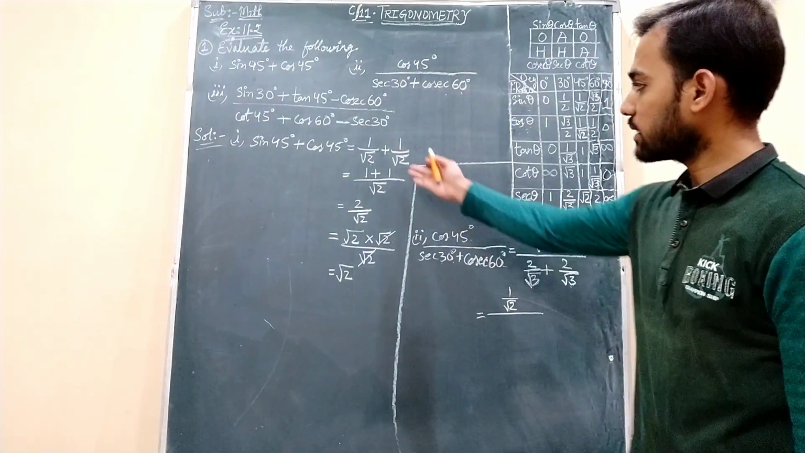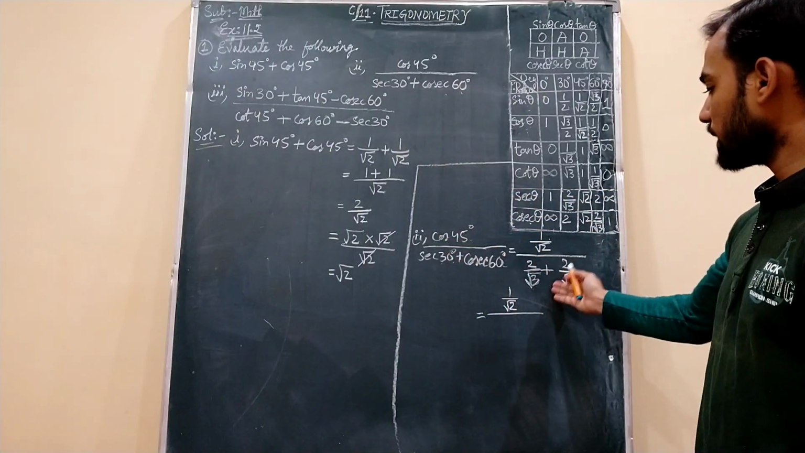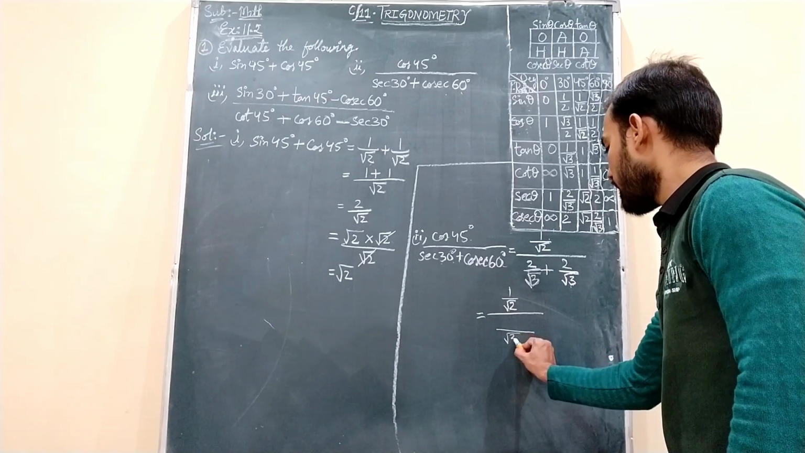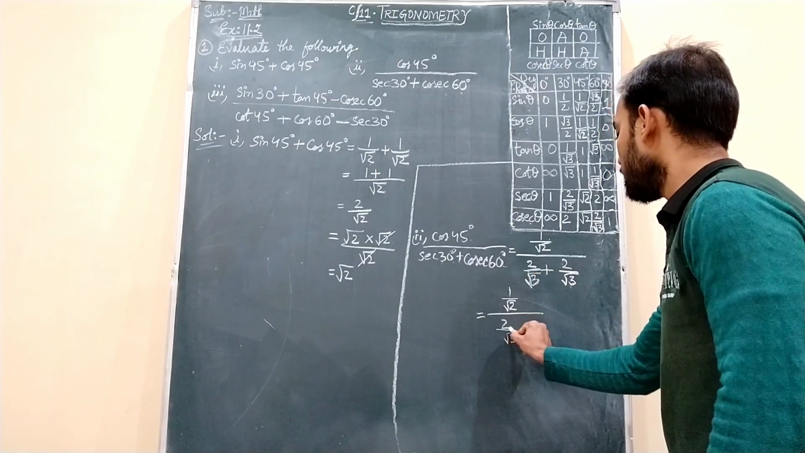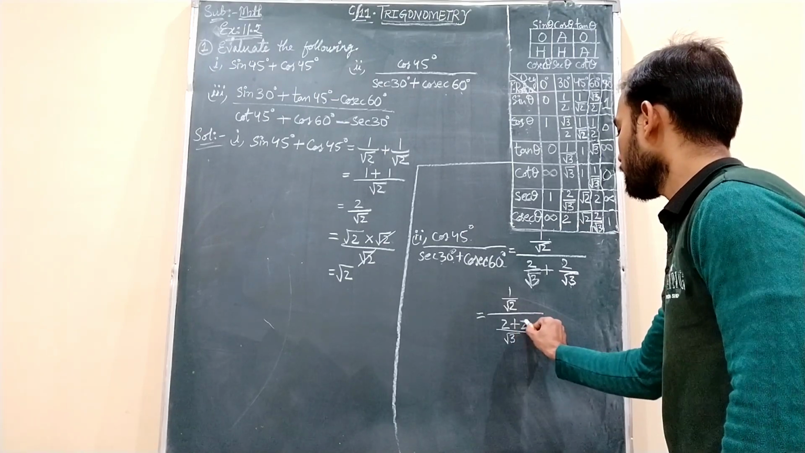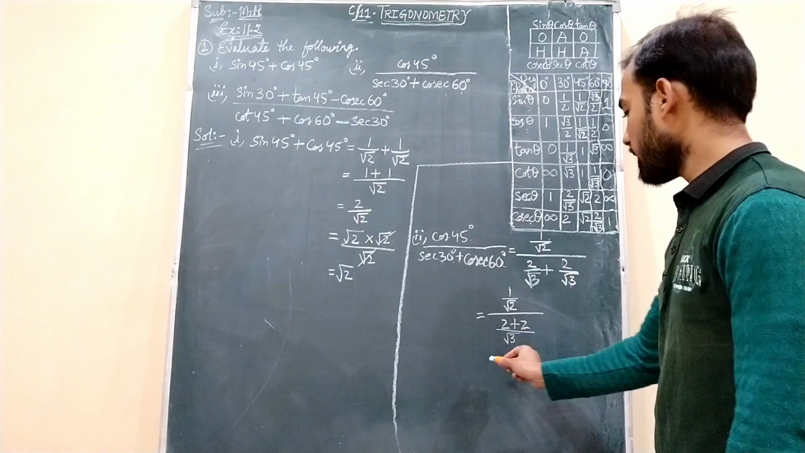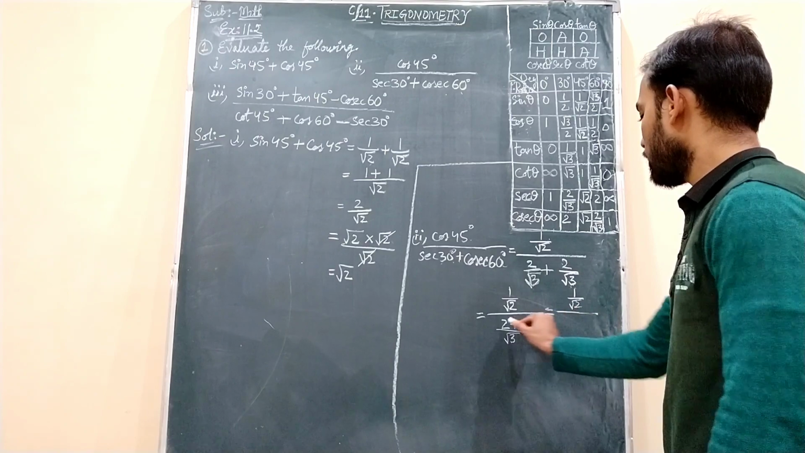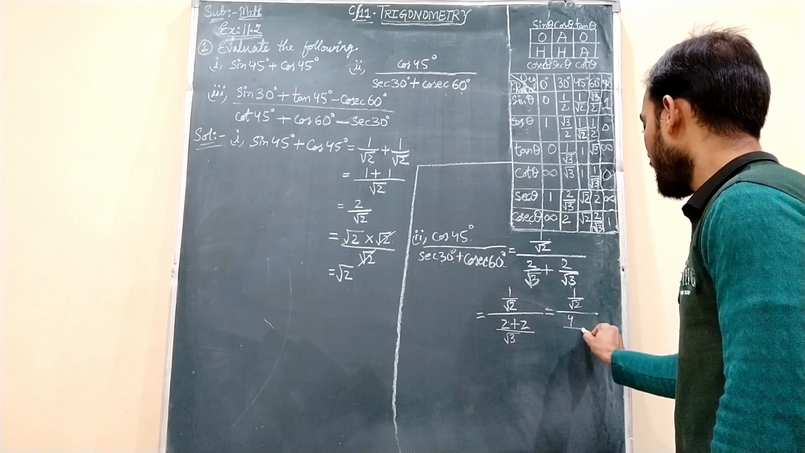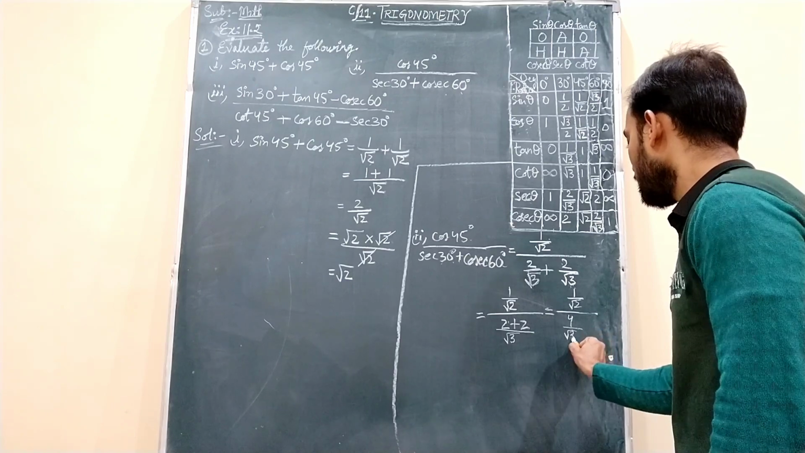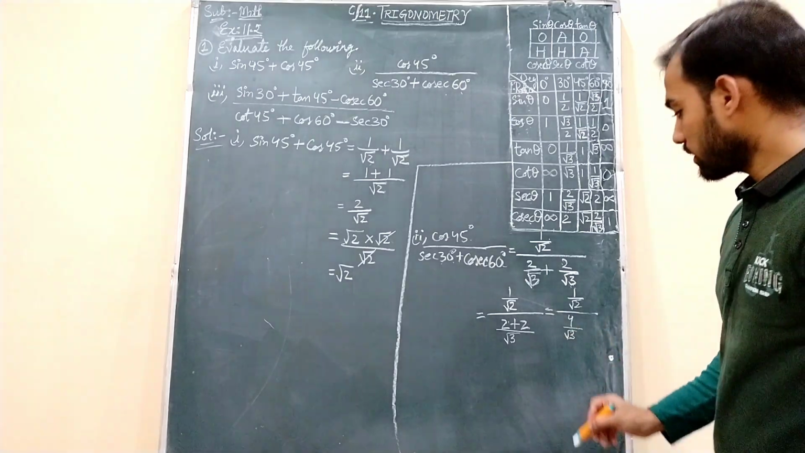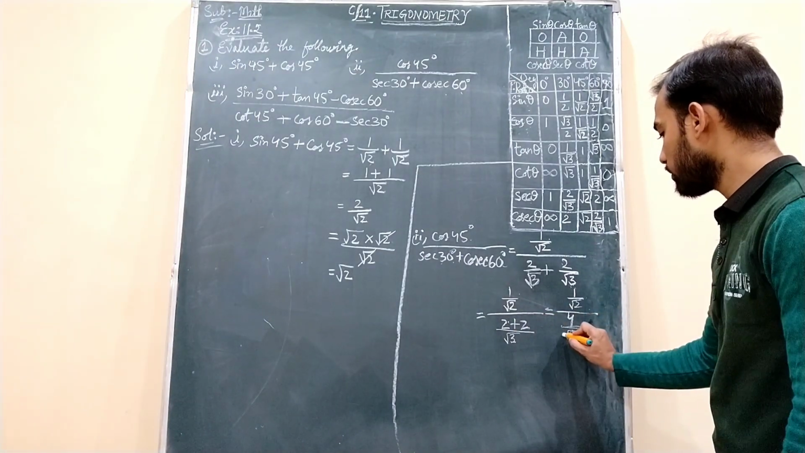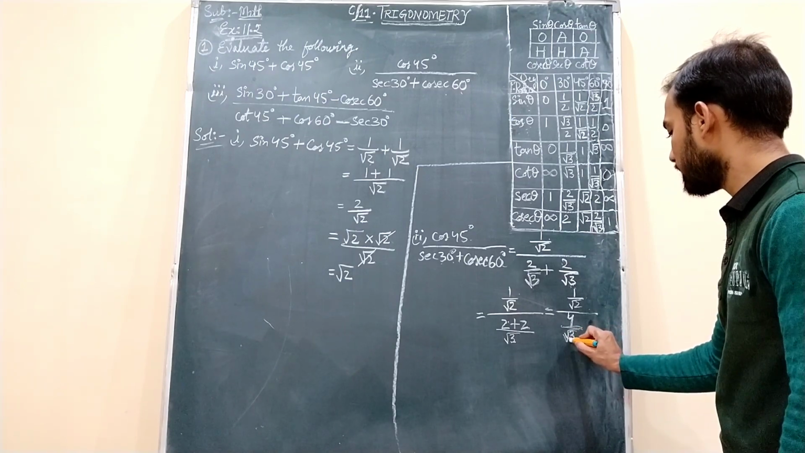We have 1 by root 2 over 2 by root 3 plus 2 by root 3. I will take LCM as root 3 and add 2 plus 2 in the numerator. This 1 by root 2 again remains as it is. 2 plus 2 is 4, divided by root 3, with the LCM root 3 written as it is.